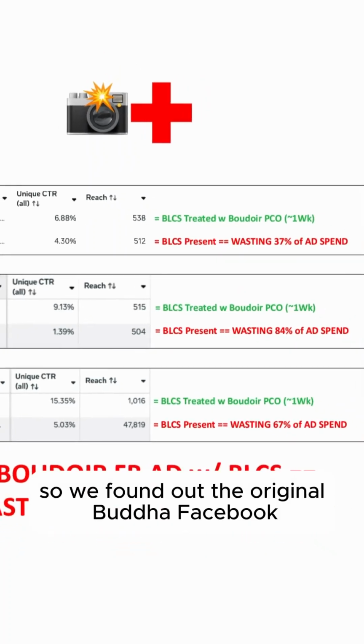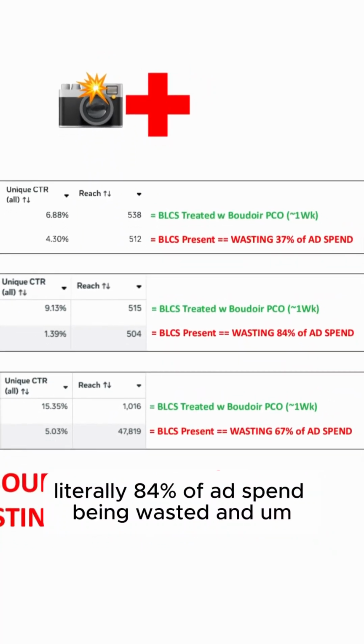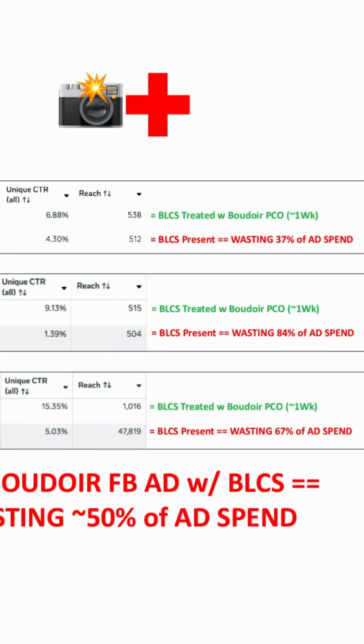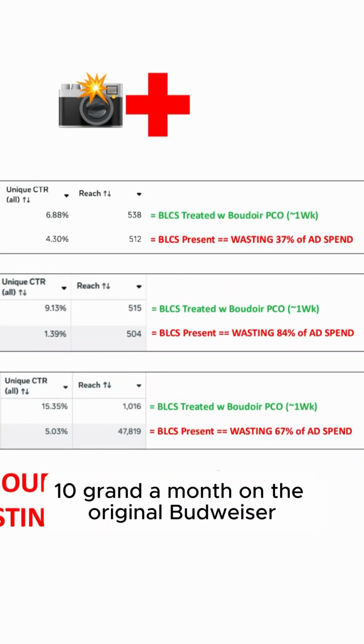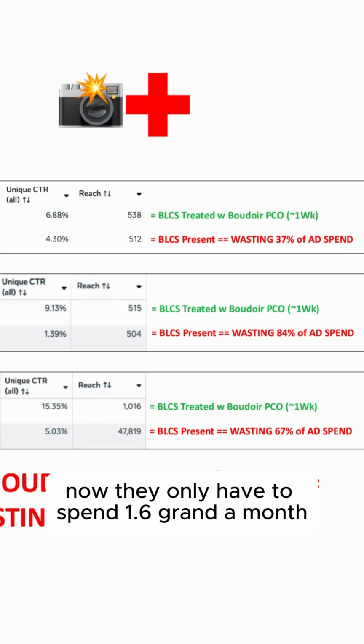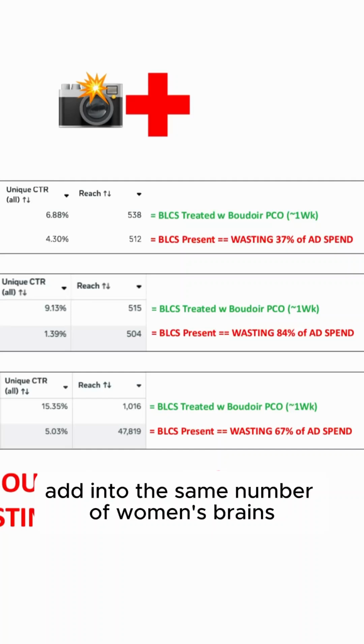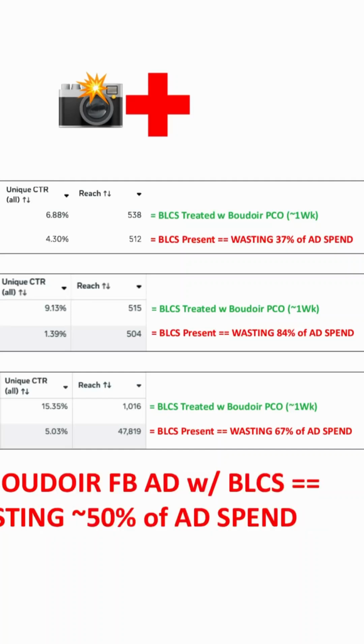As a result, we got the unique CTR up to 9.13%. So we found out the original Boudoir Facebook ad was wasting 84% of ad spend, literally 84% of ad spend being wasted. That means if they're paying 10 grand a month on the original Boudoir Facebook ad, now they only have to pay 1.6 grand a month with the Boudoir Pico treated ad to get their ad into the same number of women's brains.